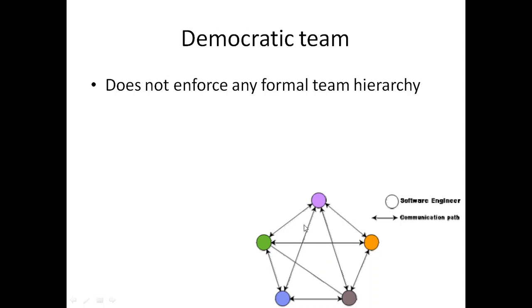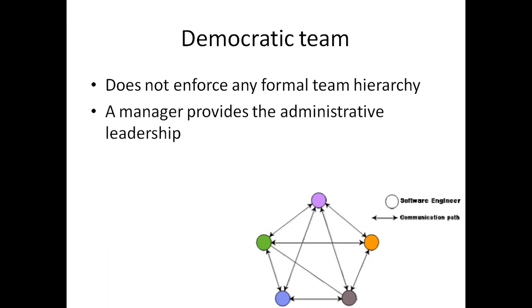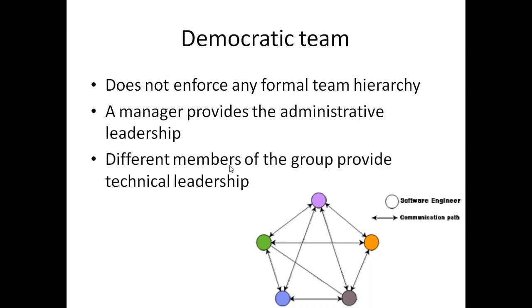But there will be a manager who will take the administrative leadership, and maybe that leadership will be taken among these software engineers, and one of them assumes it at a particular time, then they rotate that leadership also. So here the manager provides administrative leadership, then different members of the group provide technical leadership. So there will be a manager, and also there will be technical leadership. So different members, on a rotation basis, will be taking this technical leadership.